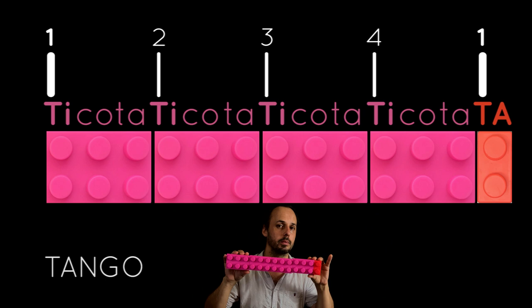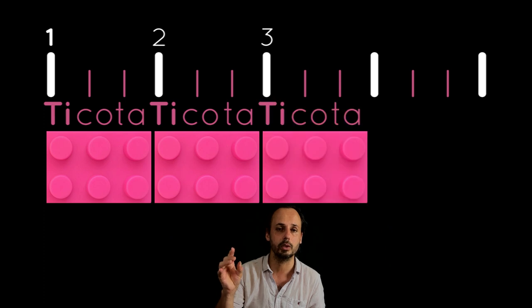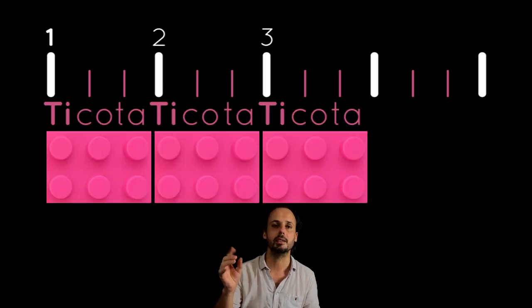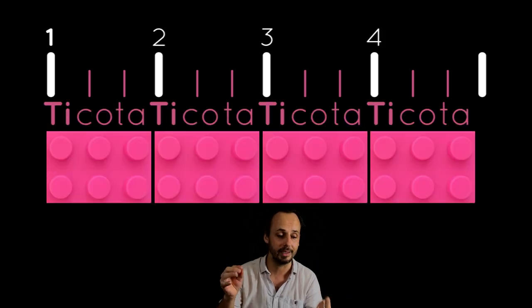Let's use El Tito now, 120 BPM, four beats. You can also use your fingers to count the compás. You can check that video if you don't know what I'm talking about. Uno, dos, tres, cuatro. Uno, dos, tres, cuatro. Ticota, ticota, ticota, ticota, ta.